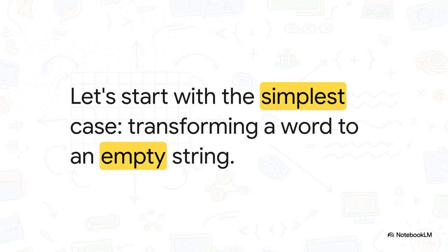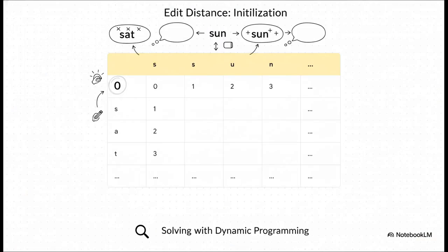Before we dive into the deep end, we need to set up the edges of our map. So let's start with the absolute simplest cases you can imagine. What's the cost of turning a word into nothing, or turning nothing into a word? Well, the answer is pretty obvious when you think about it. To turn ST into an empty string, you just need 3 deletions. To build SU from scratch, you need 3 insertions. So we can fill in that first row and column just by counting up from 0. And of course, the top left corner, transforming nothing into nothing, costs 0.